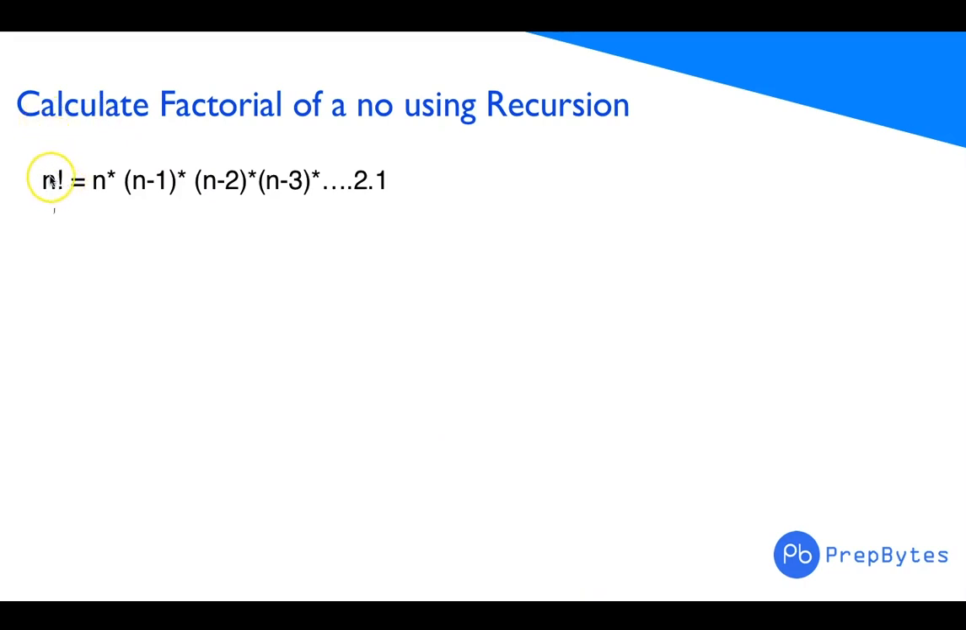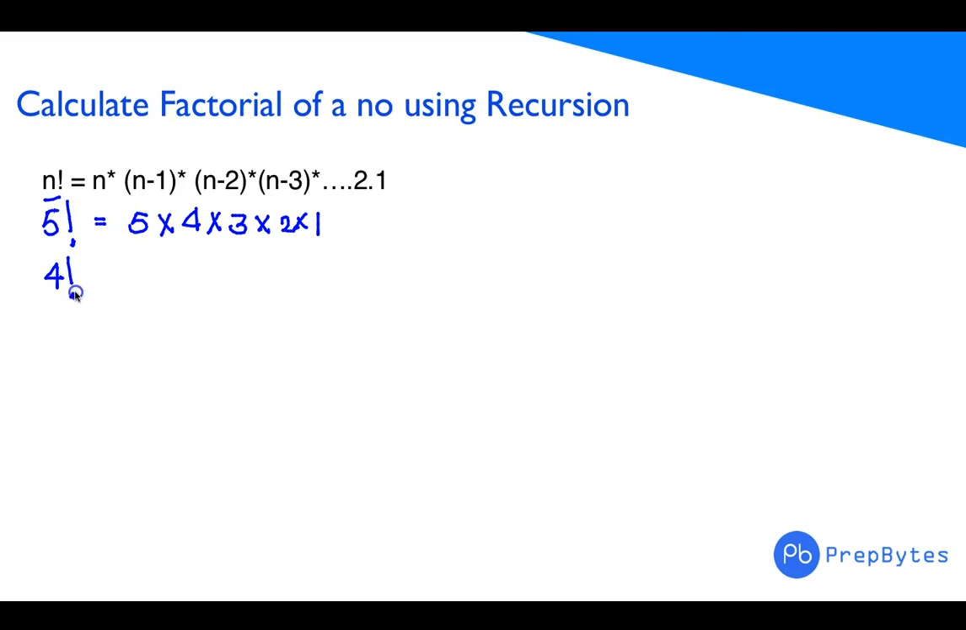Now let's say I have to calculate the factorial of a number using recursion. Talking about factorial, n factorial is equivalent to n into n minus 1 into n minus 2 into n minus 3, till 2 into 1. So if we have to calculate something like 5 factorial, then 5 factorial will be equivalent to 5 into 4 into 3 into 2 into 1.